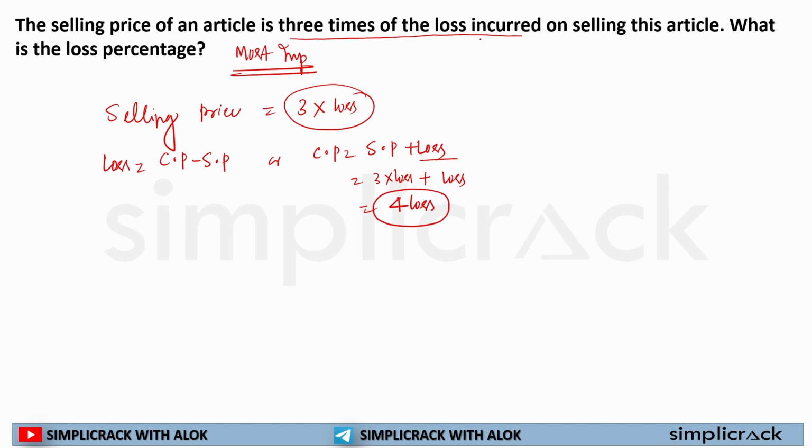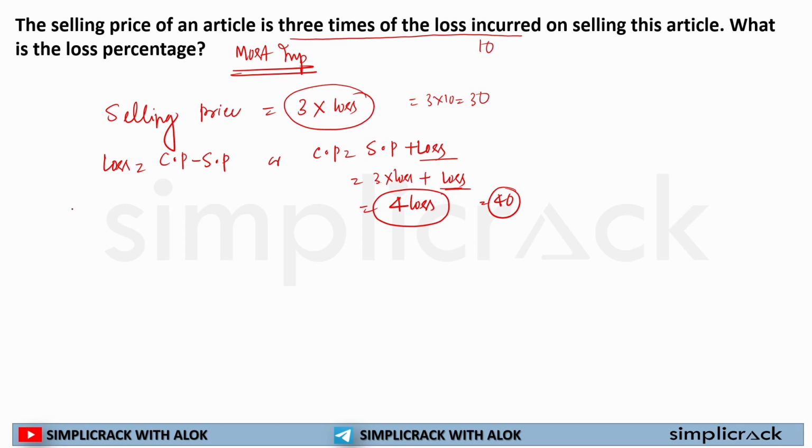For example, here loss is 10 rupees. So my selling price will be what? 3 into 10, that is 30. And here cost price will be 3 into 10, 30, plus 10, because the loss will be added, it will be 40. I hope you are getting the point.